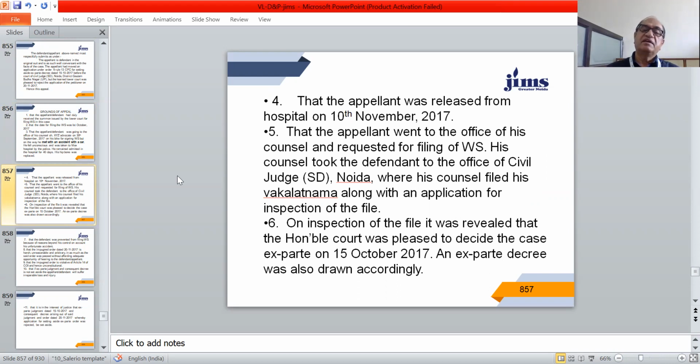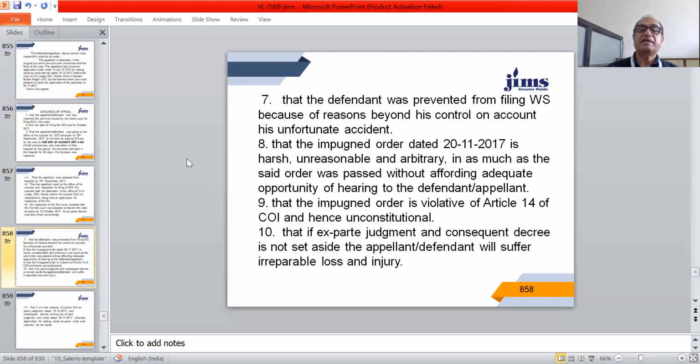Para 5. That the appellant went to the office of his counsel and requested for filing of WS. His counsel took the defendant to the office of Civil Judge, Senior Division Noida, where his counsel filed his wakalatnama along with an application for inspection of the file. Para 6. On inspection of the file, it was revealed that Honorable Court was pleased to decide the case ex parte on 15th October 2017 and an ex parte decree was also drawn accordingly. Para 7. That the defendant was prevented from filing WS because of reasons beyond his control on account of his unfortunate accident.